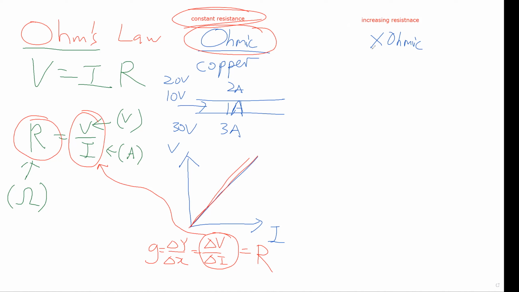Guys, like I was saying, a non-ohmic conductor basically has non-constant resistance. For example, the most famous non-ohmic conductor is a very redundant technology, which is something we call the filament lamp.